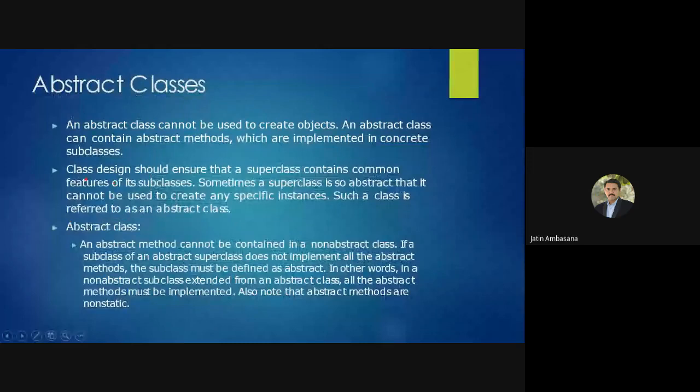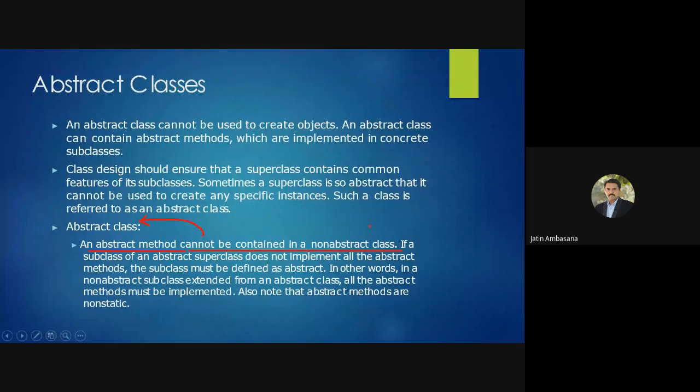Check this out. What does this say? Class design should ensure that a superclass contains common features of its subclasses, right? And sometimes the superclass is so abstract that it cannot be used to create any specific instances. So such a class is called an abstract class. And an abstract method cannot be contained in non-abstract classes. It can be contained only inside an abstract class.